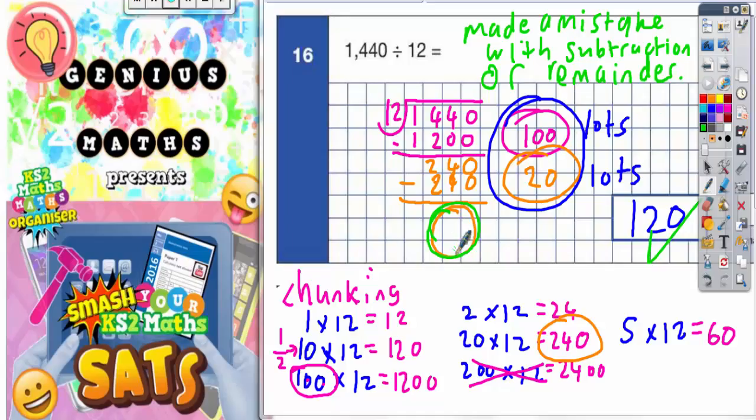So let's say we got down to here and there was like 7 left. That means it would be remainder 7. It would be 120 remainder 7. Okay, so if it doesn't go to 0, you've either made a mistake, so you need to check subtraction, or there is a remainder. But in this particular case, it did go down to 0, so there's no remainder.